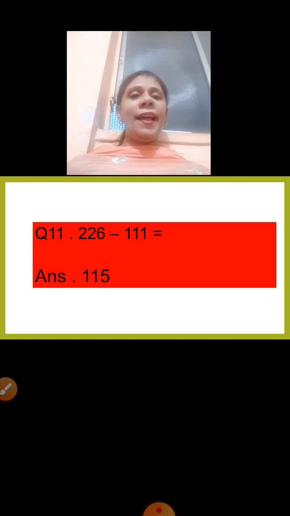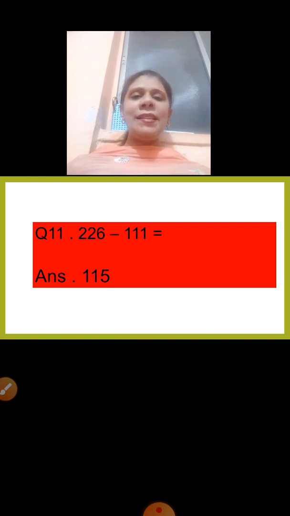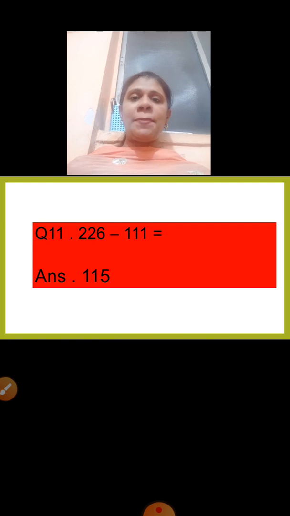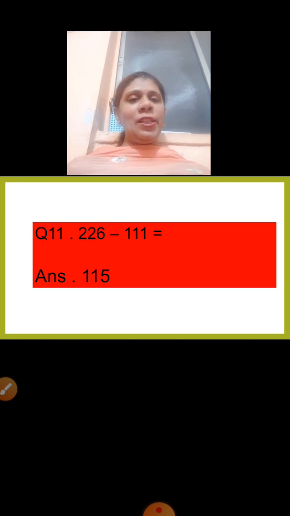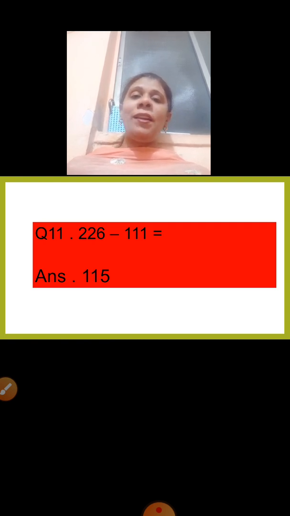Yes, 115. What is the answer? 115. How do we get 115? See, 6 is in units place and 1 is also in units place. So 6 minus 1 will be 5. Then 2 is in tens place and 1 is in tens place. So 2 minus 1 will be 1. Then 2 is in hundreds place and 1 is also in hundreds place. So 2 minus 1 is 1. So what is the answer we get?